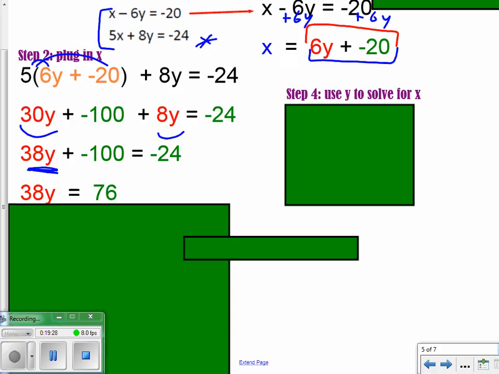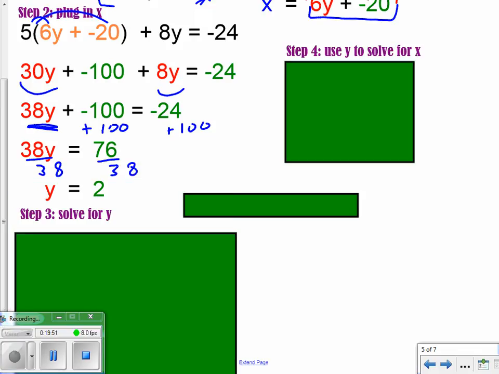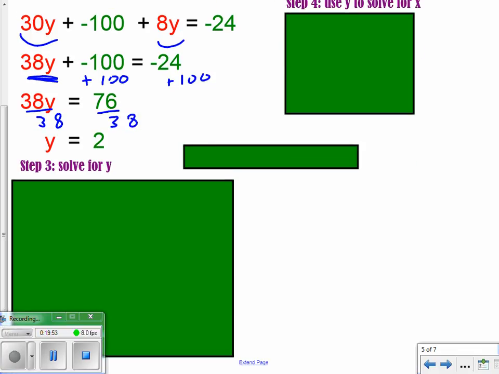Moving even one step further, I can add that 100. It was a negative 100 before. Now I'm adding 100 to both sides. And that would leave us with 38y equals 76. Now, to get our y alone, we would divide both sides by 38. And in doing so, we get y equals 2. That was our step 3. We did all of that to solve for y.